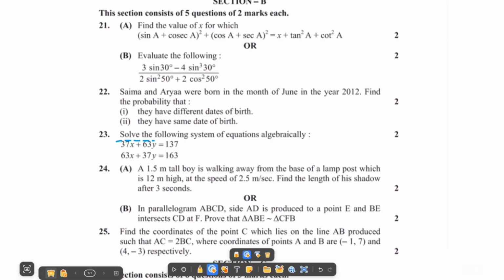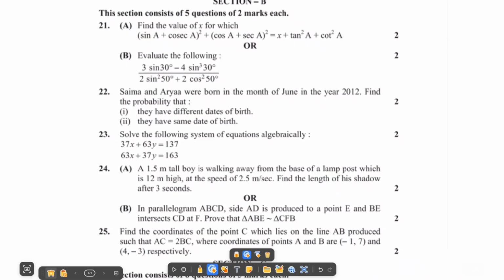Solve the following system of equations algebraically. So here 37x plus 63y is equal to 137, and 63x plus 37y is equal to 163. If you observe these two equations, the coefficients of x and y are interchanged. Here the coefficient of x is 37 and of y is 63. Here the coefficient of x is 63 and of y is 37.